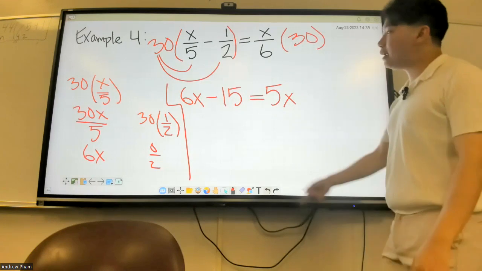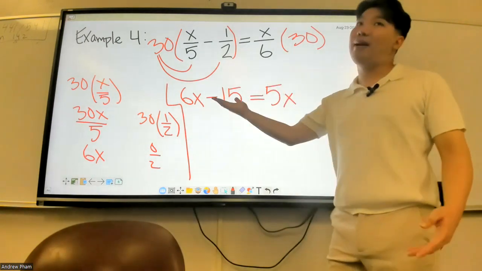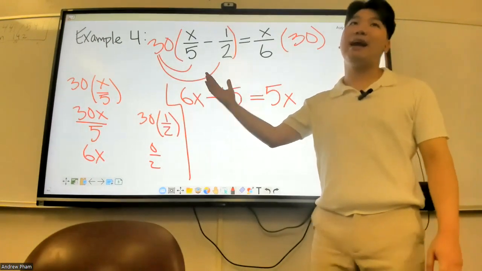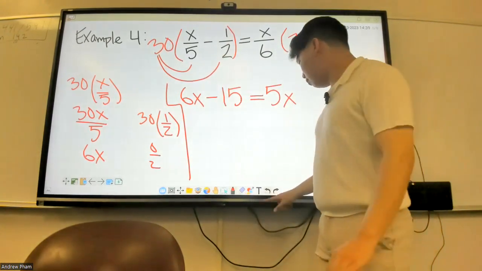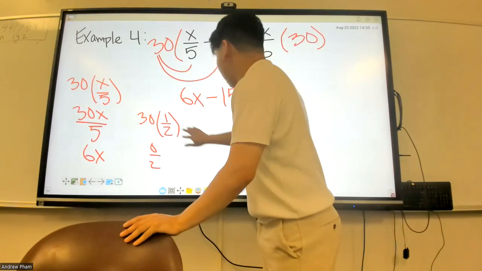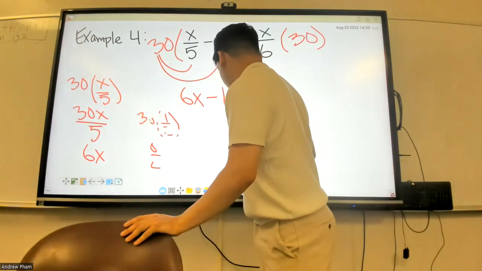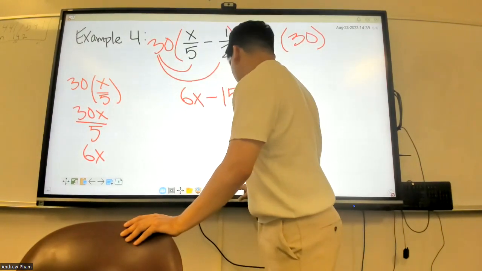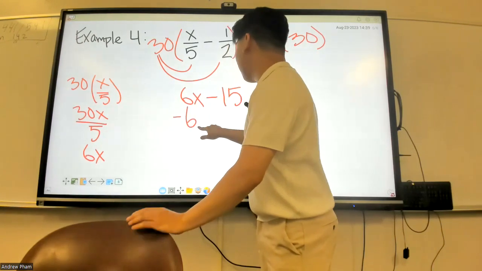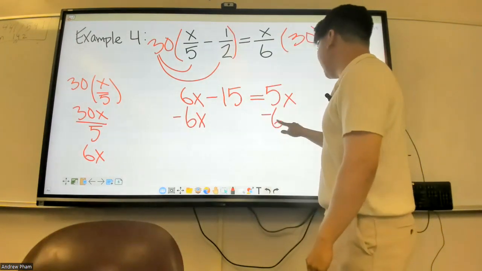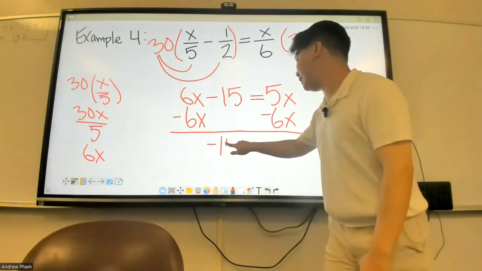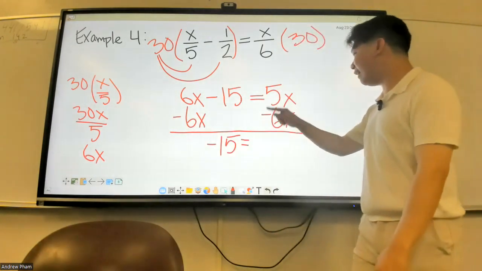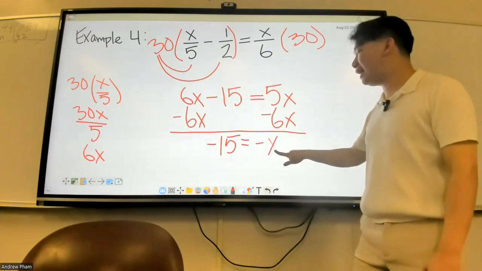Yeah, I can go ahead if I want. I can subtract 6x because I'm at the step where I can move all the x's to one side, all the numbers to the other. So let me erase this here. If I subtract 6x from the left and the right, I get negative 15 is equal to 5 minus 6. I get negative 1x.